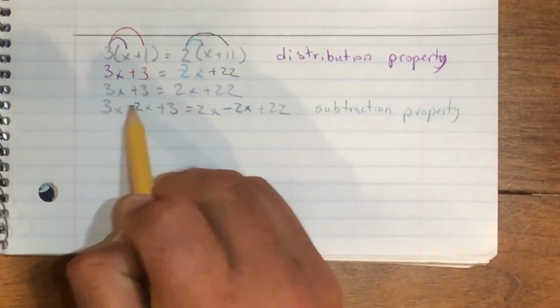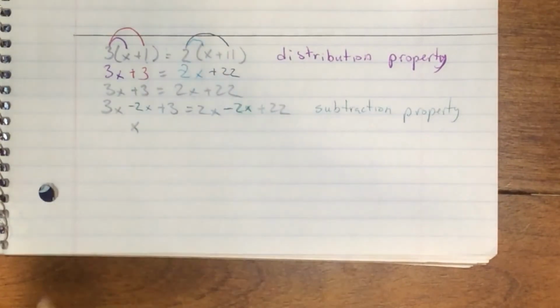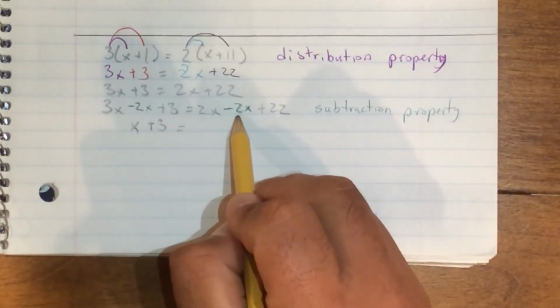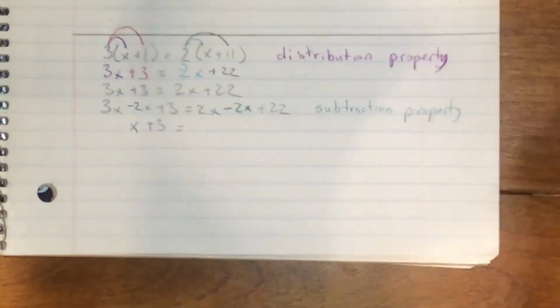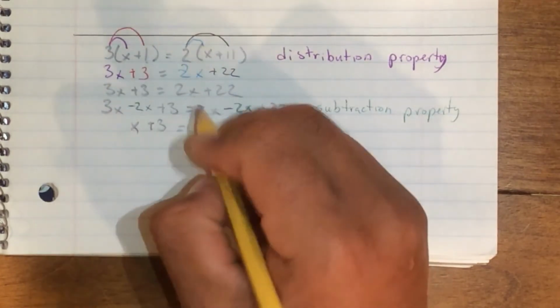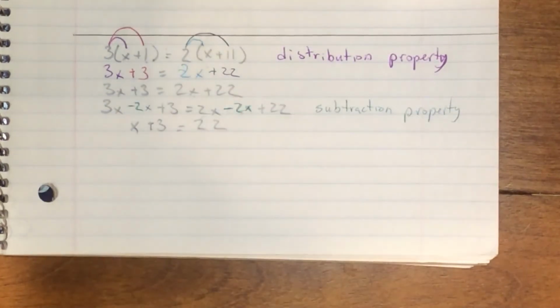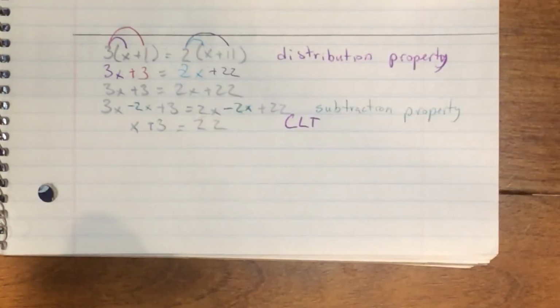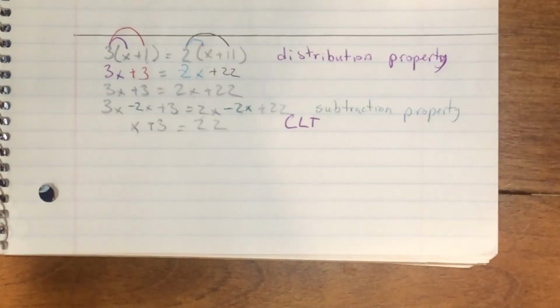So we have 3x minus 2x. This leaves us just x, 1x, plus 3 equal to 2x minus 2x, which once again goes to 0 because 2x minus 2x is 0. So it leaves us with positive 22. And this one we're doing combining like terms. So combine like terms. Okay. So now we have x plus 3 is equal to 22.